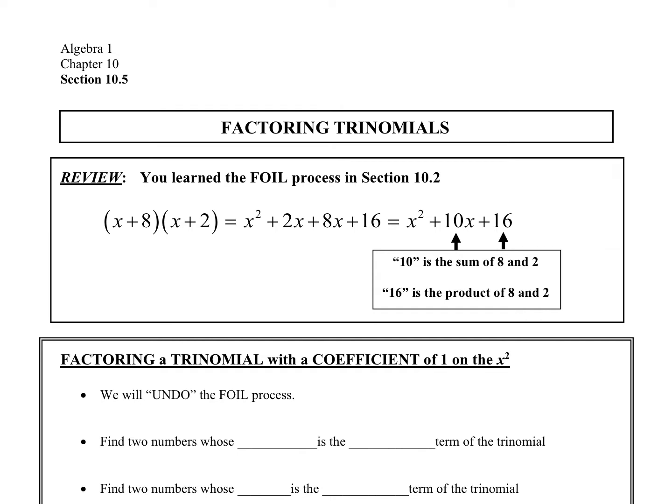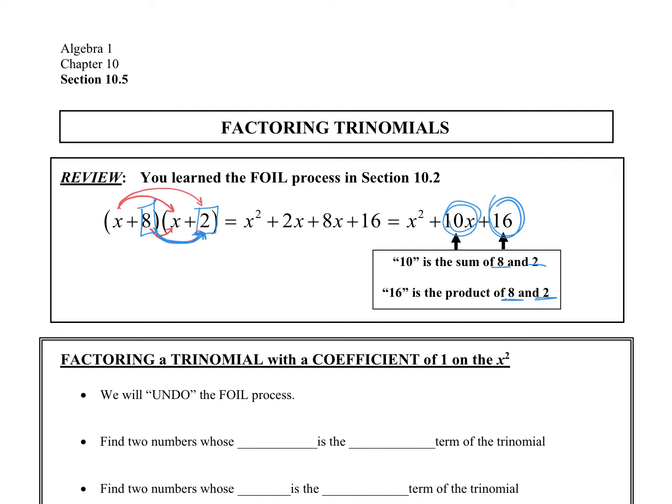All right, remember that FOIL is the first terms, and then the outside terms, inside terms, last terms. So we're multiplying all those together, and we combine like terms. One thing to notice is this 10 right here. This 10 is the sum of 8 and 2, so it's the sum of these two numbers here. And then 16 is the product of 8 and 2. Notice how in this step right here, we're multiplying 8 and 2 together, so 16 is the product of 8 and 2.